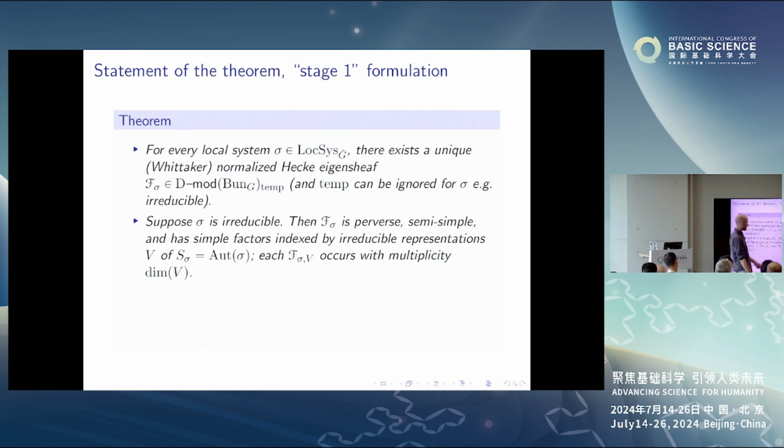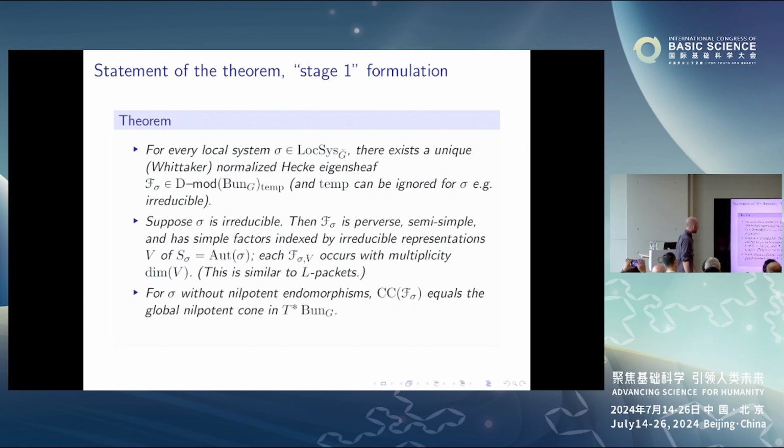Each of these simple factors occurs with multiplicity of the dimension of the representation. I just want to highlight that this is similar to phenomena that people see in the world of L-packets in the arithmetic theory. And then for the sigma, any sigma without nilpotent endomorphisms, in fact, well, the characteristic cycle of this F sigma is going to exactly equal the global nilpotent cone. There's a slight technical hypothesis here, although.